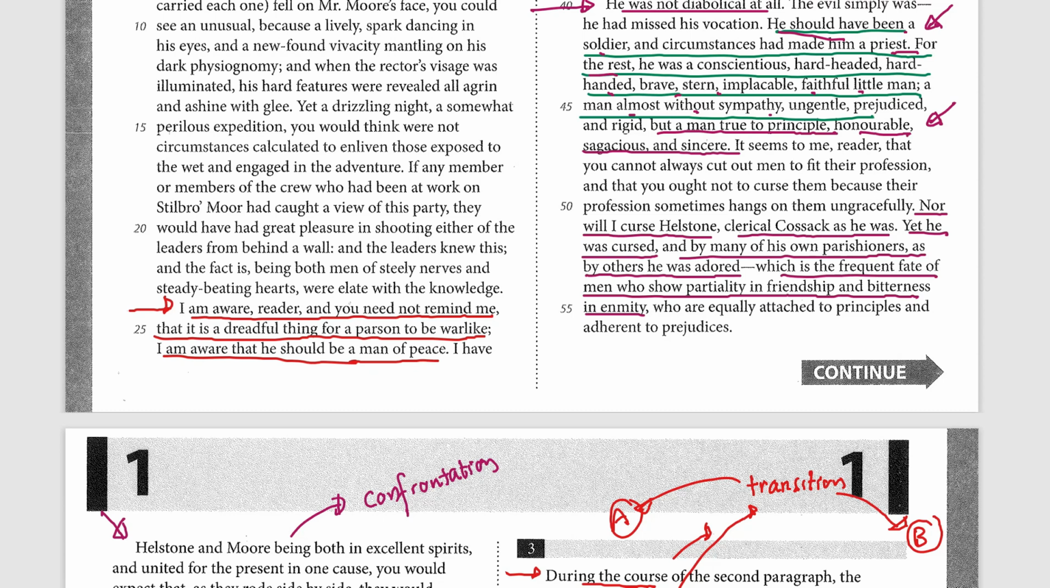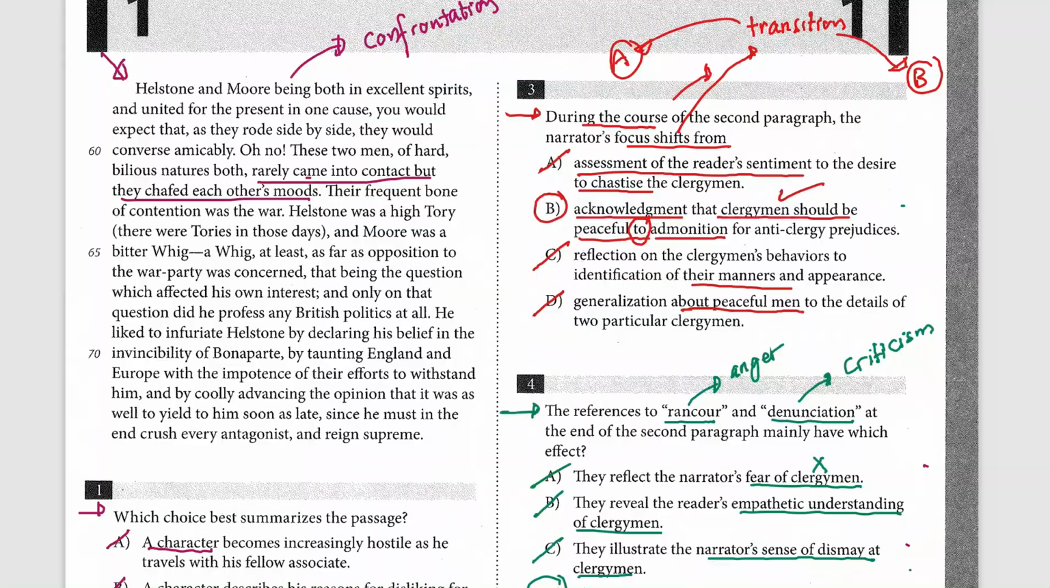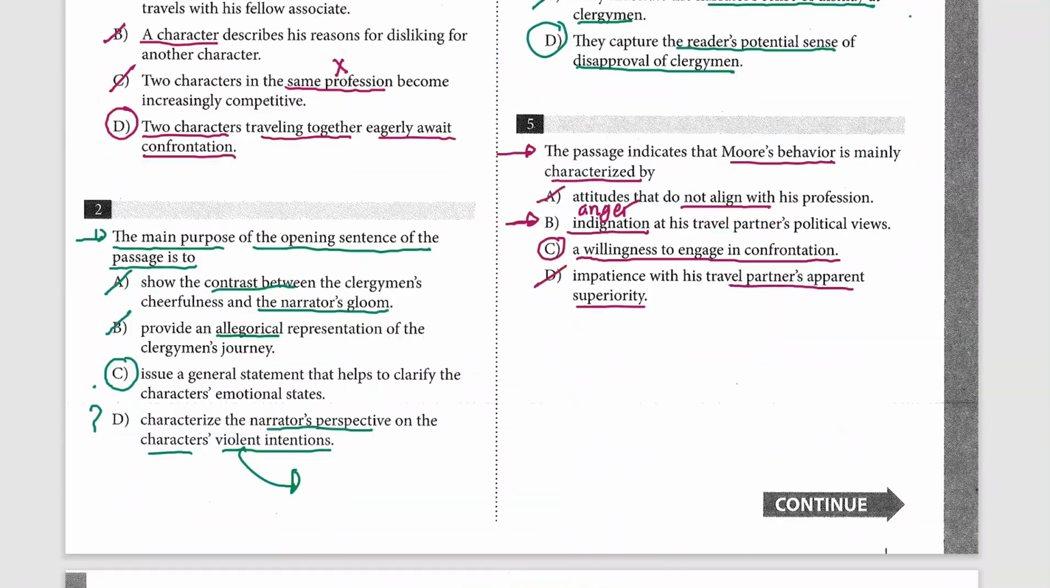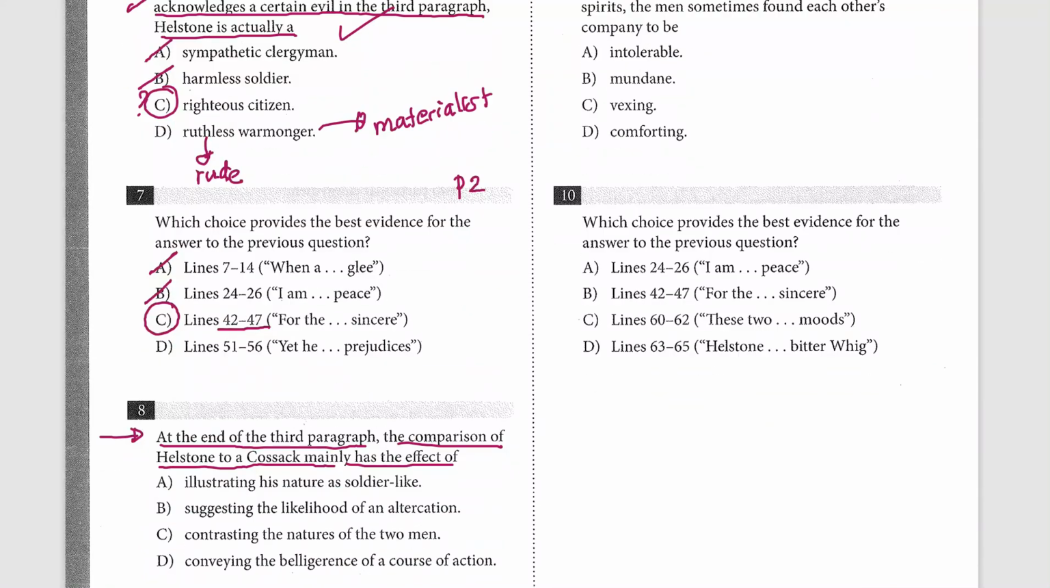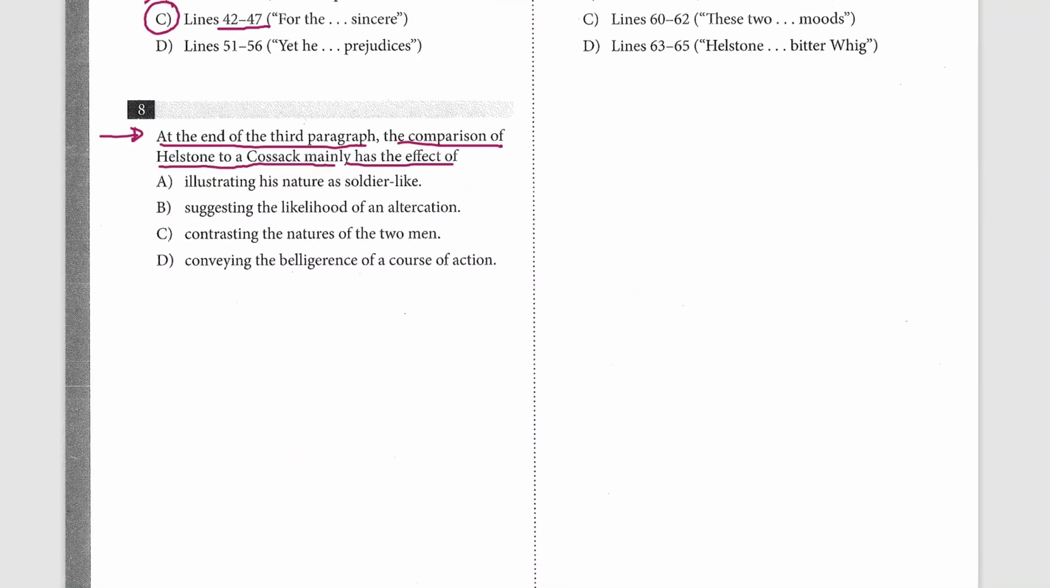ايه رأيكم يا مستر هنا clerical Cossack as he was؟ وانا يا مستر مش عارف Cossack يعني ايه، ما كانش ليها explanation قوي. خلاص كده. يا ترى يا مستر ممكن من الchoices اعرف اعمل process of elimination؟ Let us see. Illustrating his nature soldier as soldier-like, suggesting the likelihood of an altercation. واكتبوا لي كده على altercation لو سمحتوا. Argument.